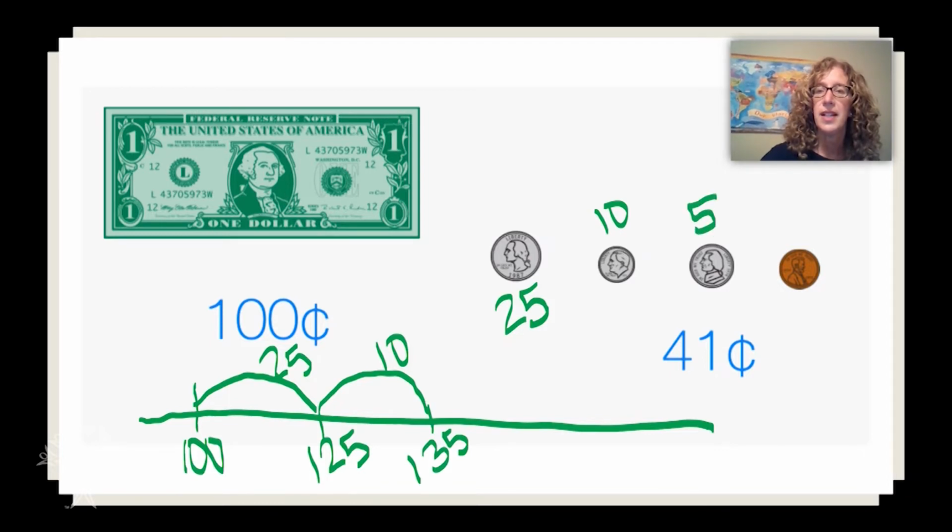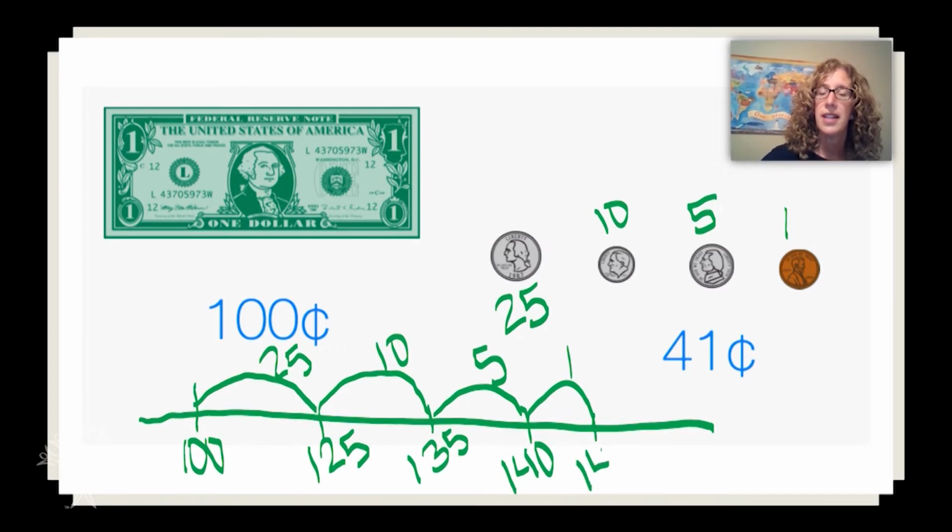My nickel is going to indicate a jump of 5. If I'm on 135 and I jump ahead 5, I land on 140. And that penny is worth a jump of 1, and so I land on 141. So 100 cents in the dollar, 41 cents with the collection of coins is 141 cents altogether.